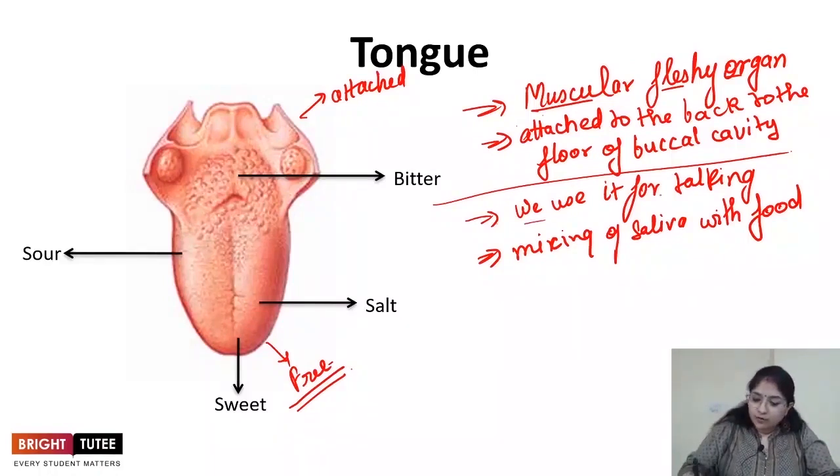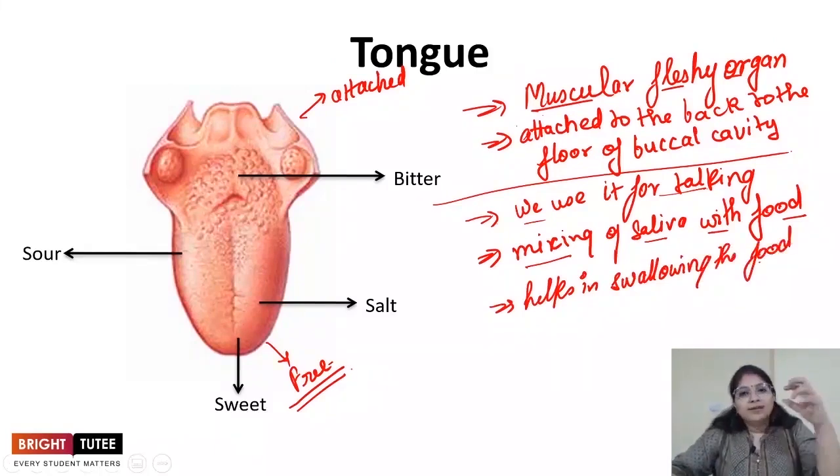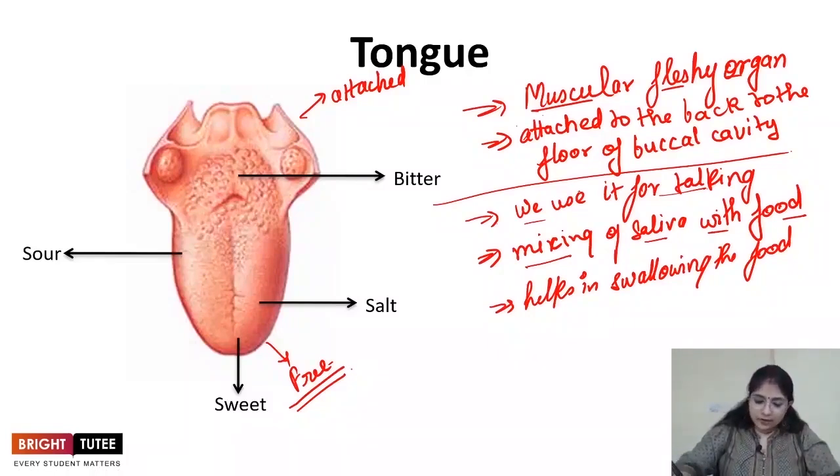So the first thing is we use it for talking, and the other function is mixing of saliva with the food, right? This mixing of the saliva also helps in swallowing the food. So once the food you have chewed into smaller pieces has mixed with the saliva, now the tongue will help in the swallowing of the food from your buccal cavity, right? So these are the three major functions. So this is the third function.